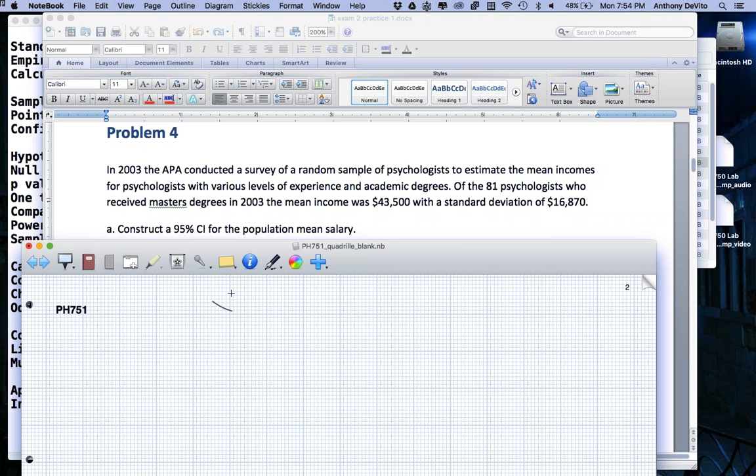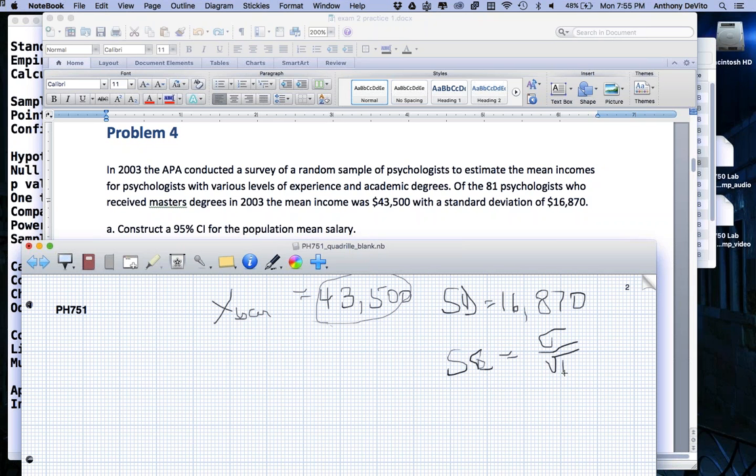Okay, so the X bar, right? We don't know the population standard deviation. X bar is equal to 43,500. Standard deviation is equal to 16,870. In order to calculate a confidence interval, we have to know the mean, the point value, and we have to know the distribution of the sample means that I would expect from this population. And in order to know that, I have to calculate standard error. Standard error is equal to sigma over the square root of the sample size.